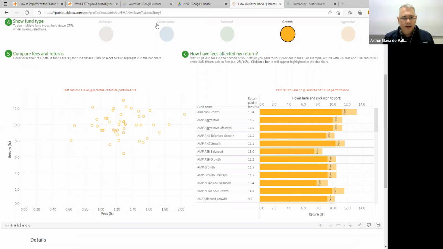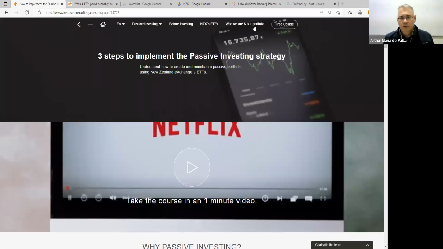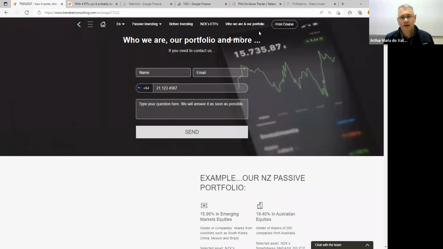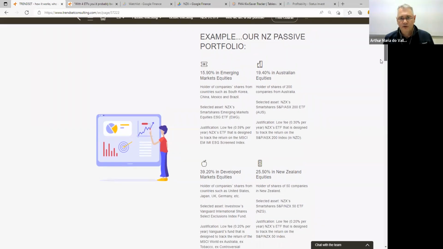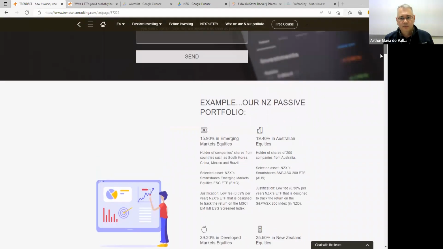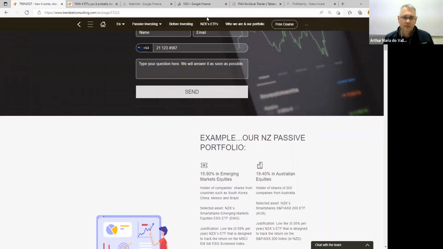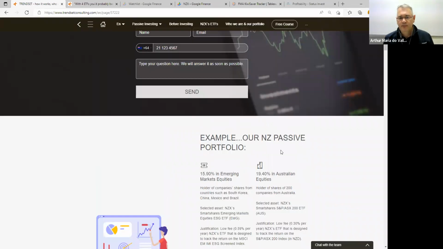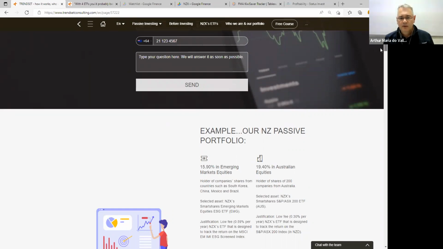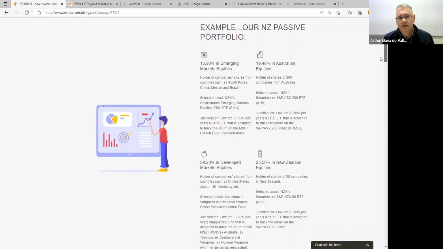Now let me go back to the main website to show my own portfolios. And again, you can take a look anytime. So this is my portfolio here in New Zealand. I also have investments in Brazil. So if you want to know details about the passive investment strategy in Brazil, just go here and change the language to Portuguese. You will also get my local Brazilian portfolio over there. But as the focus here is New Zealand, this is the actual portfolio that I have.